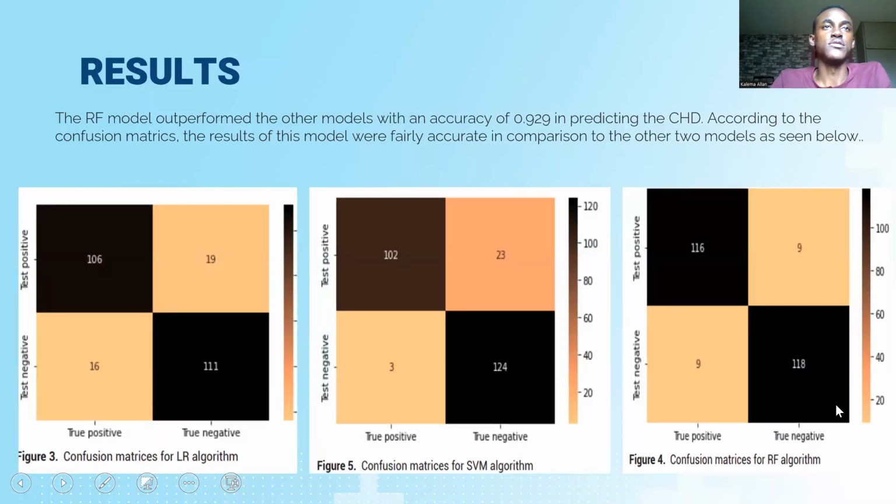And according to the article, the results were that the random forest model outperformed other models with an accuracy of 0.92 in predicting the CHD. And the confusion matrices that we have below here can show that, where the true positives for random forest were the highest, and they had the least number of true negatives, as we can see here.